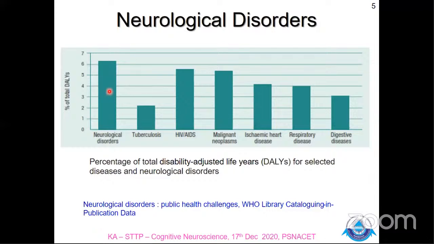Neurological disorders are very dominant in the healthcare field. Neurology plays a crucial role now in healthcare. Neurology is a huge, large percentage, and it varies as compared to HIV or respiratory disorders. That is nice. So what does this bar graph infer? Neurological disorders play one of the crucial roles in healthcare.